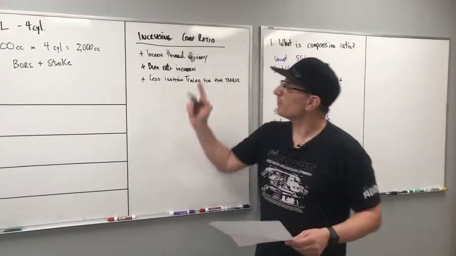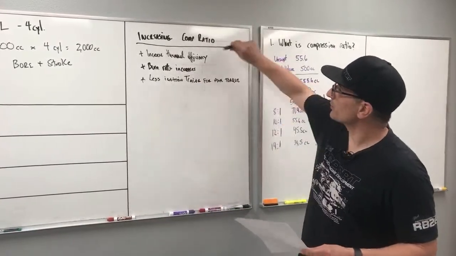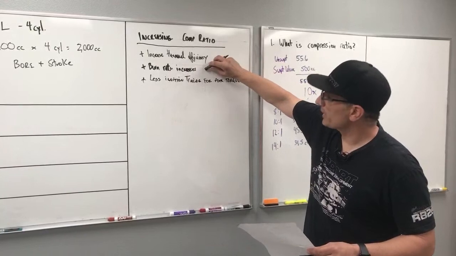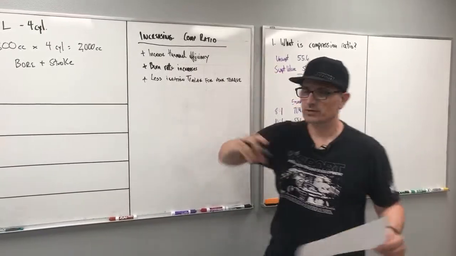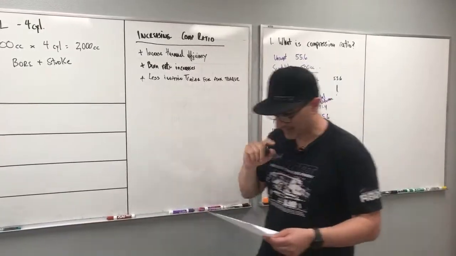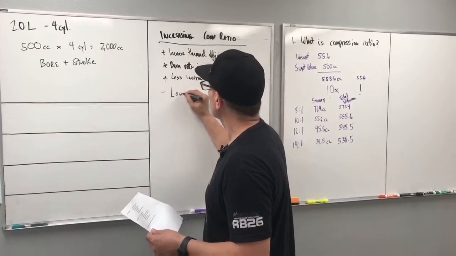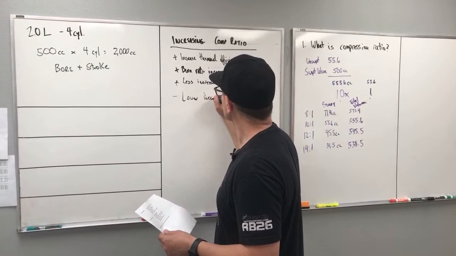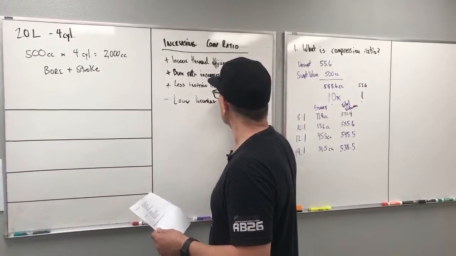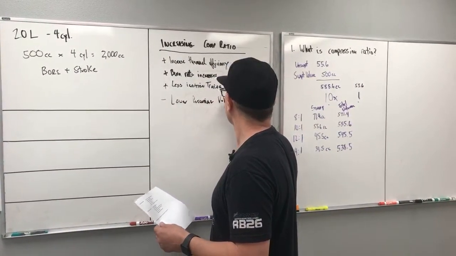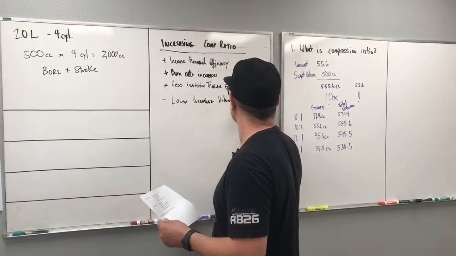But let's get back to increasing the compression ratio. So we increase the thermal efficiency, the burn rate increases, less ignition timing. So far so good. It sounds good. Now, there are drawbacks. We have a lower potential volumetric efficiency. Now, what the heck is volumetric efficiency?